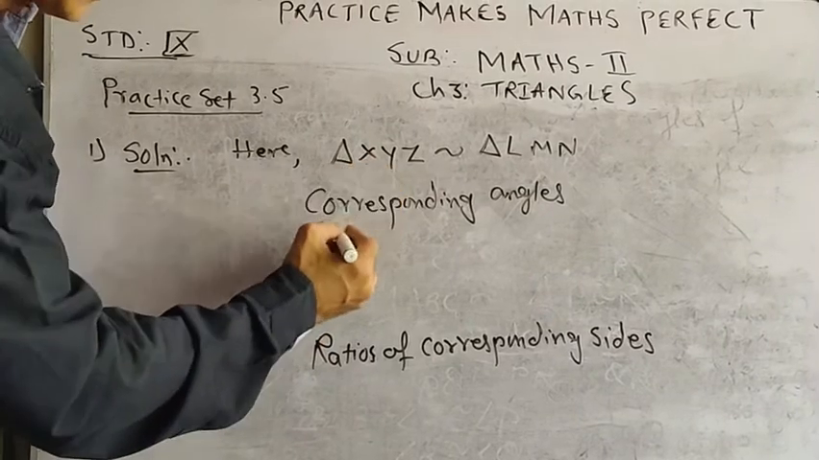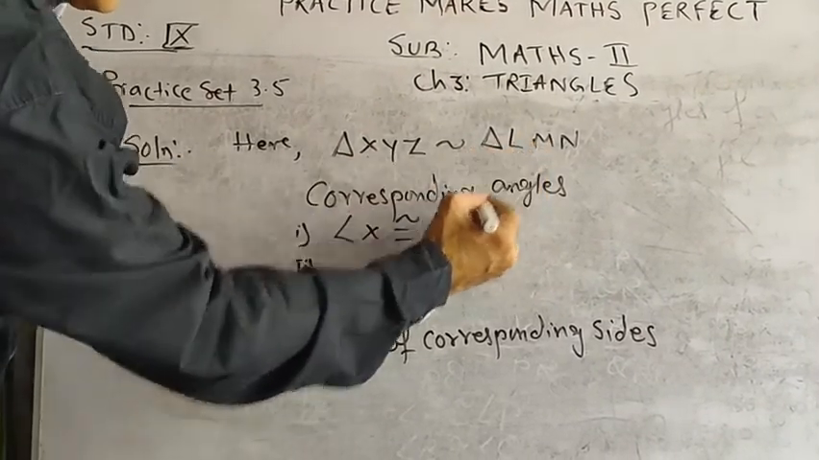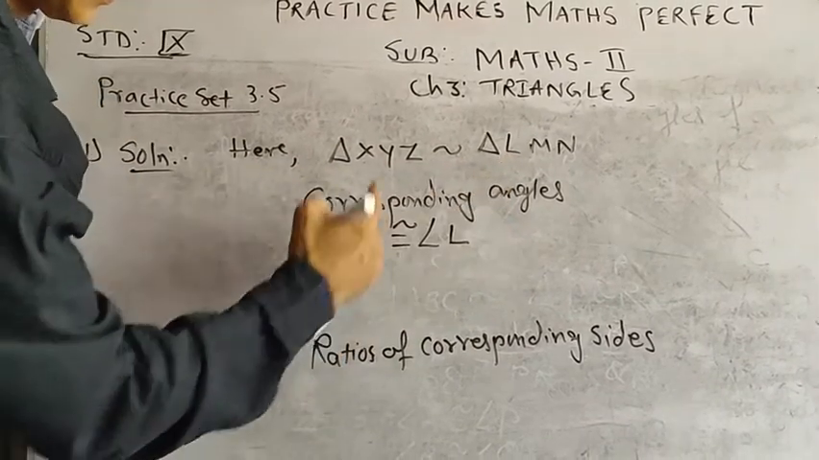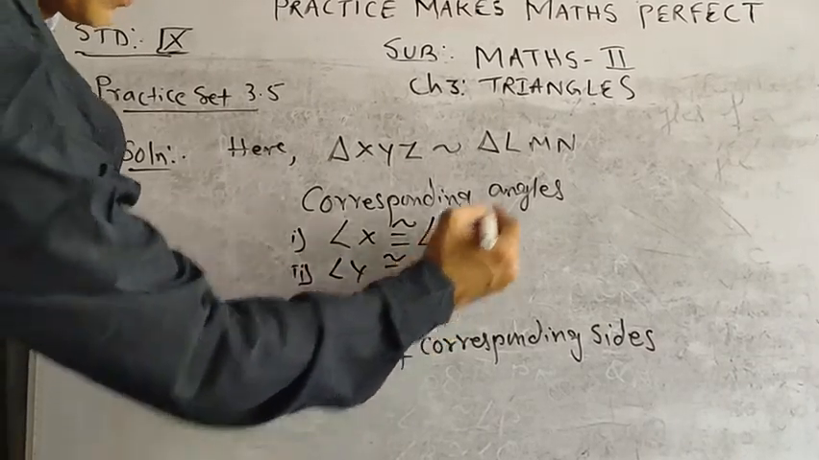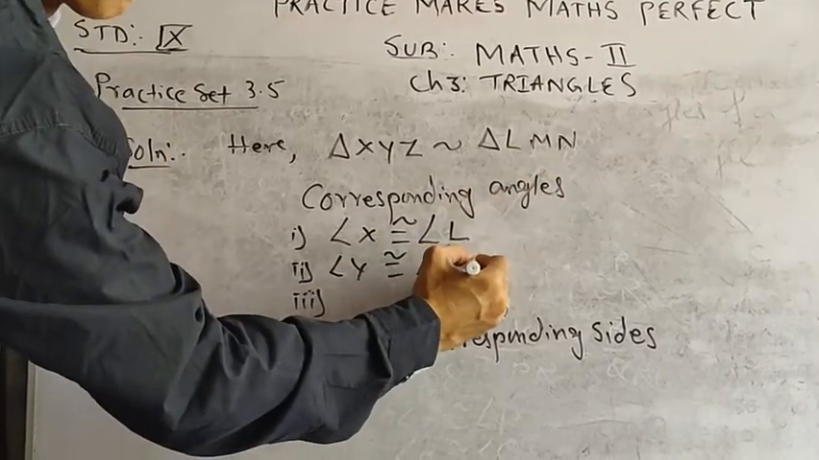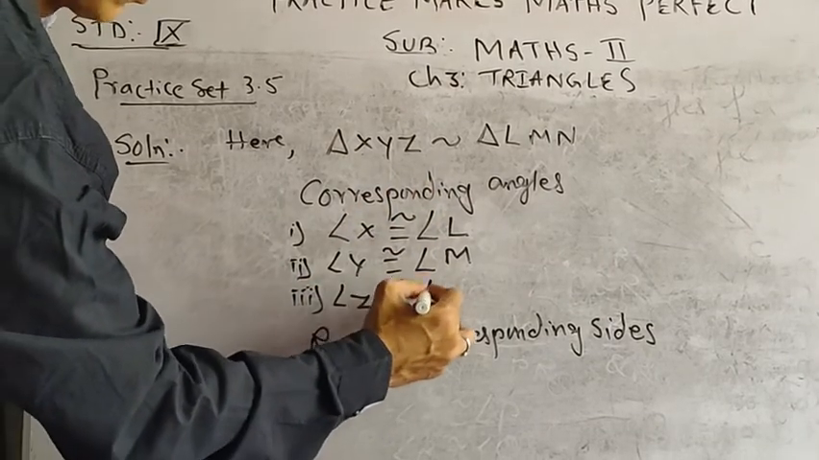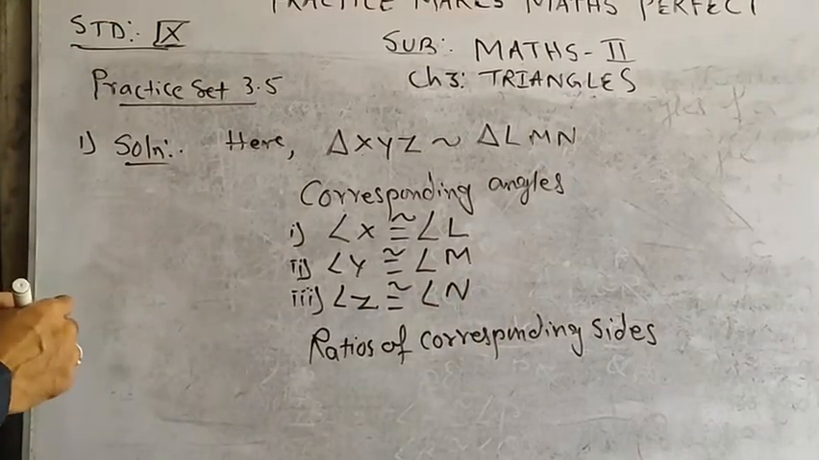So angle X is congruent to angle L. Second, angle Y, single letter, angle Y is congruent to angle M, and angle Z is congruent to angle N. So these are the corresponding angles.